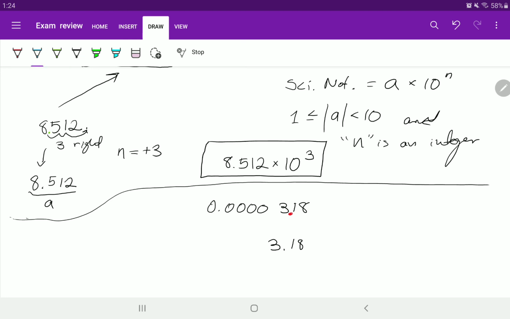And I'm going to move that decimal 1, 2, 3, 4, 5 units to the left to reach the original. And that number of times I move the decimal will be the exponent on the base of 10. And because I moved it 5 to the left, my n will equal negative 5. When I move left, that is going to be negative. So in scientific notation, I have 3.18 times 10 to the negative 5th power. And that is the solution if the number was written as follows.